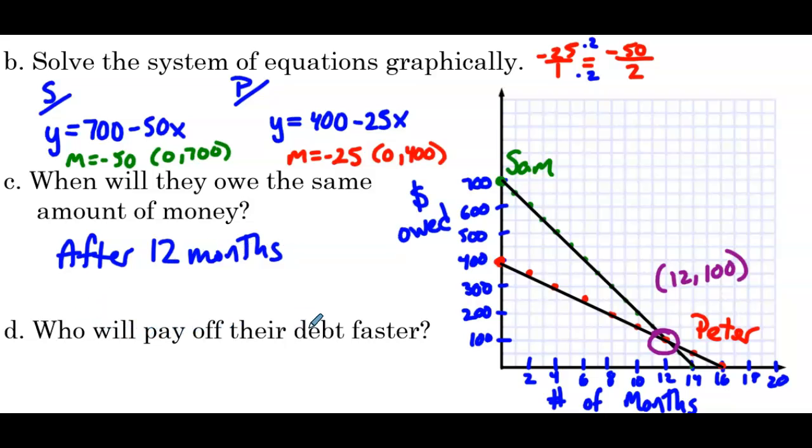And then who will pay off their debt faster? Well, that's essentially asking about the x-intercept. Okay, so Sam has an x-intercept at the point 14, 0, so 14 months to get $0 owed. Peter, 16, 0, so it's going to take him 16 months to owe $0. So Sam is going to pay off her debt faster.